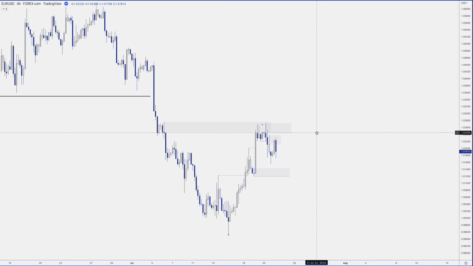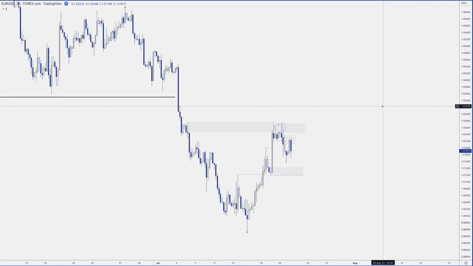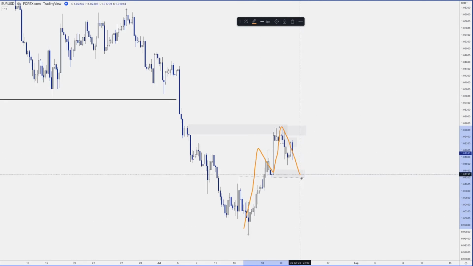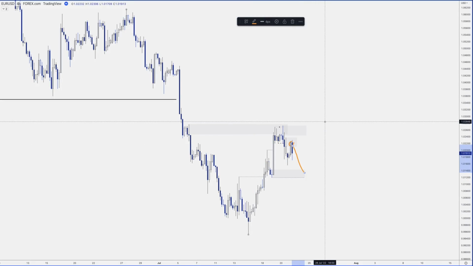I'm just trying to think if there's anything else I wanted to add to the 4-hour chart in this case, but that's pretty much it. Hopefully it's kind of clear, the framework that we're using. Assuming that the internal structure will continue until it doesn't, and then looking for a short into this level.